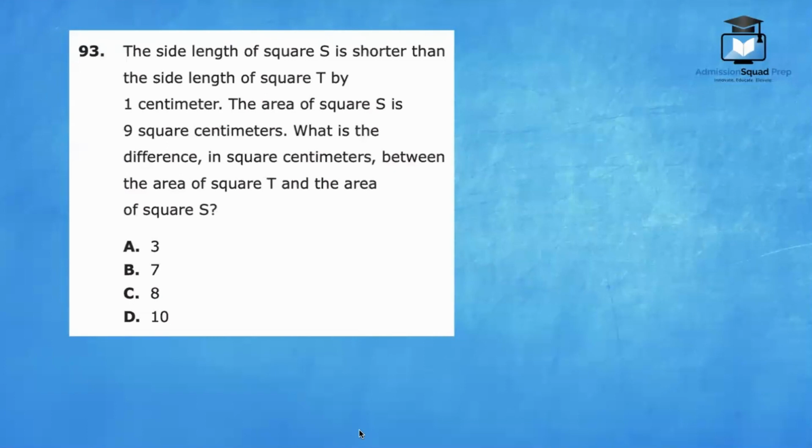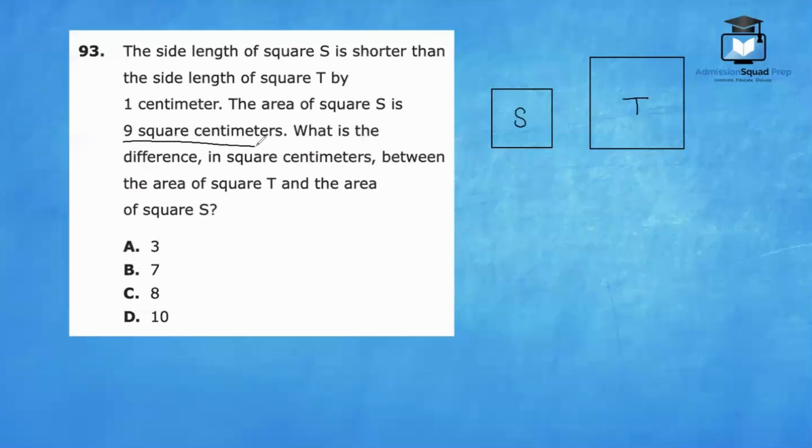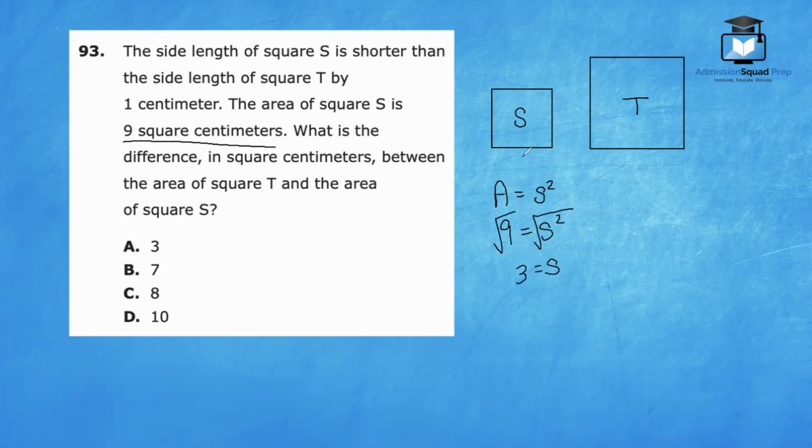Let's draw a quick diagram. Our smaller square will be labeled square S, while our bigger square will be labeled square T. The problem states that the area of square S is 9 square centimeters. We know that the area of a square is the side length to the second power. If 9 equals S squared, we can find the square root of both sides to solve for the side length. So S equals 3. Each side of the smaller square is 3 centimeters.